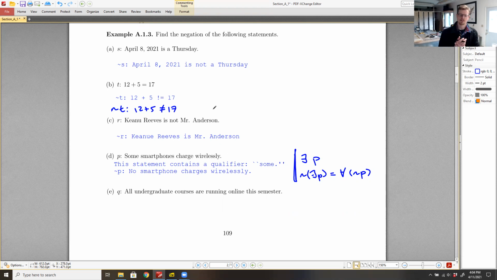But this isn't necessarily the language that you'll see in the particular text we're using. Their language looks more similar to this presentation here. The statement is some do, the negation is none do. Okay, that is, all of them do not.